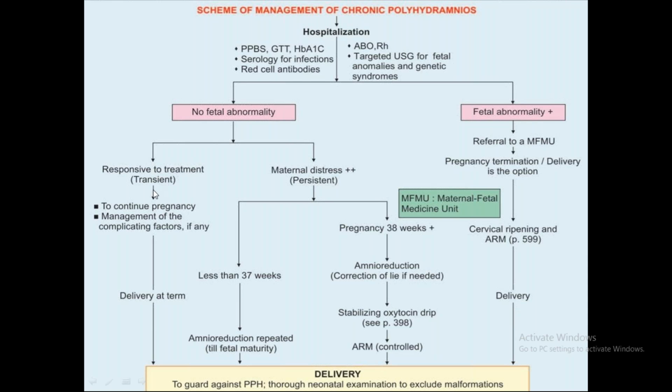If it is transient, a mild case, with no maternal distress, we can continue the pregnancy. Management of the complicating factors, if any, is to be done, and delivery should be done at term. If the mother is having any distress and it is less than 37 weeks, we still have to continue the pregnancy, which means we can go for amnio reduction. If it is more than 38 weeks, we can stabilize the lie and presentation, start an oxytocin drip, ARM can be done, and delivery can be conducted.